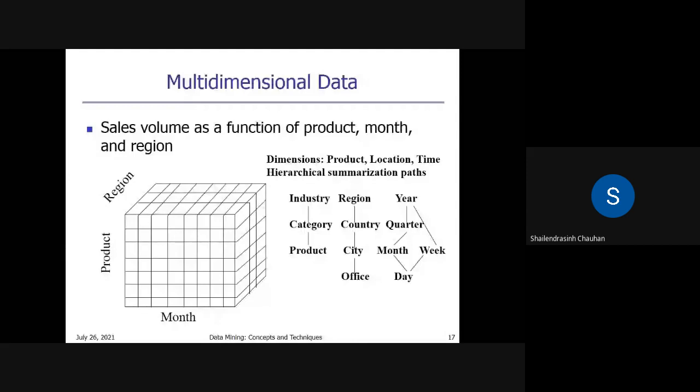Right. So that is about these hierarchies and dimensions with respect to sales. You can say that this cube, or this 3D cuboid, is representing sales volume, which is a combination of product, month, and region dimensions.